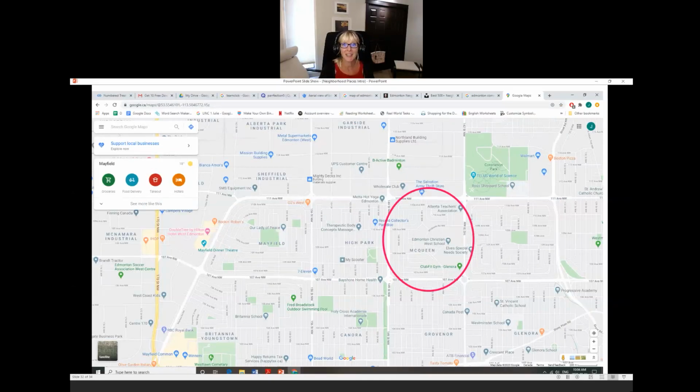We can see here many different neighborhoods: McQueen, High Park, Mayfield, Britannia, Youngstown. This is an industrial area. There's no houses. How many houses are in Garside Industrial? None. It's all businesses and warehouses. See? Where's our next slide?